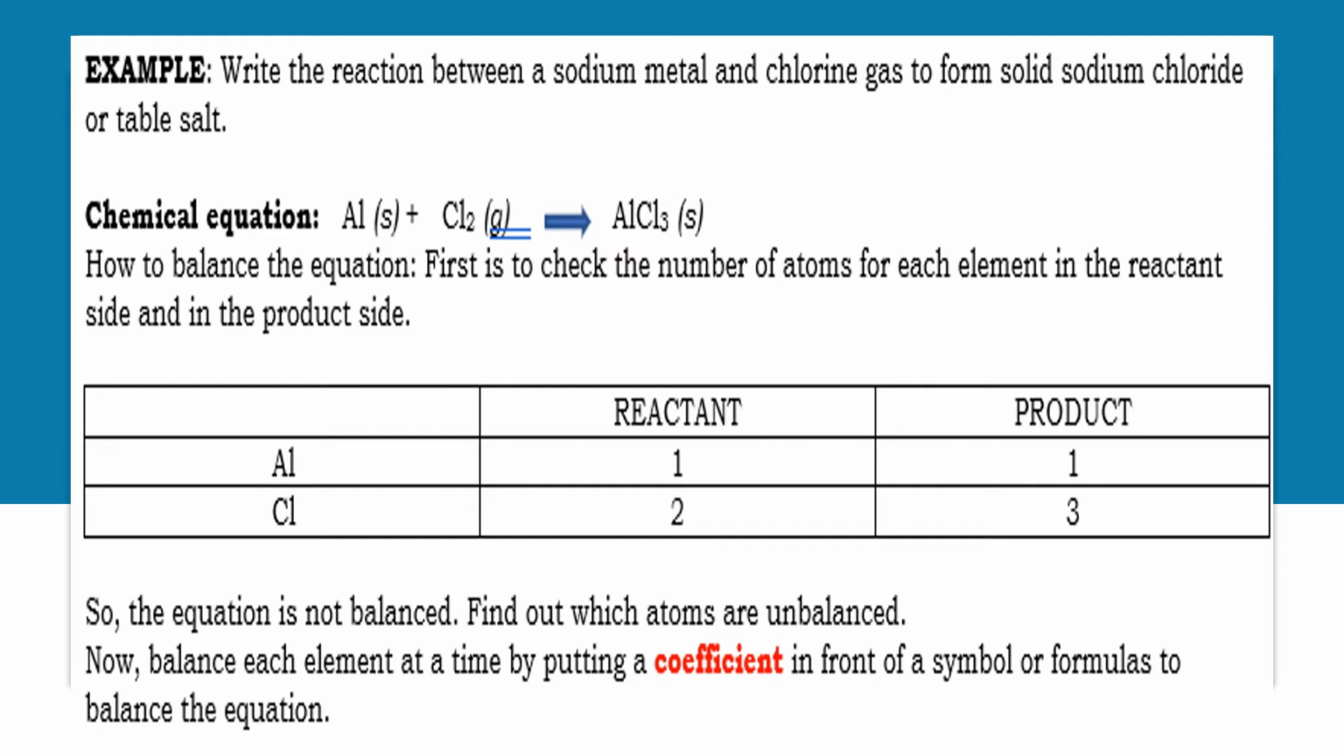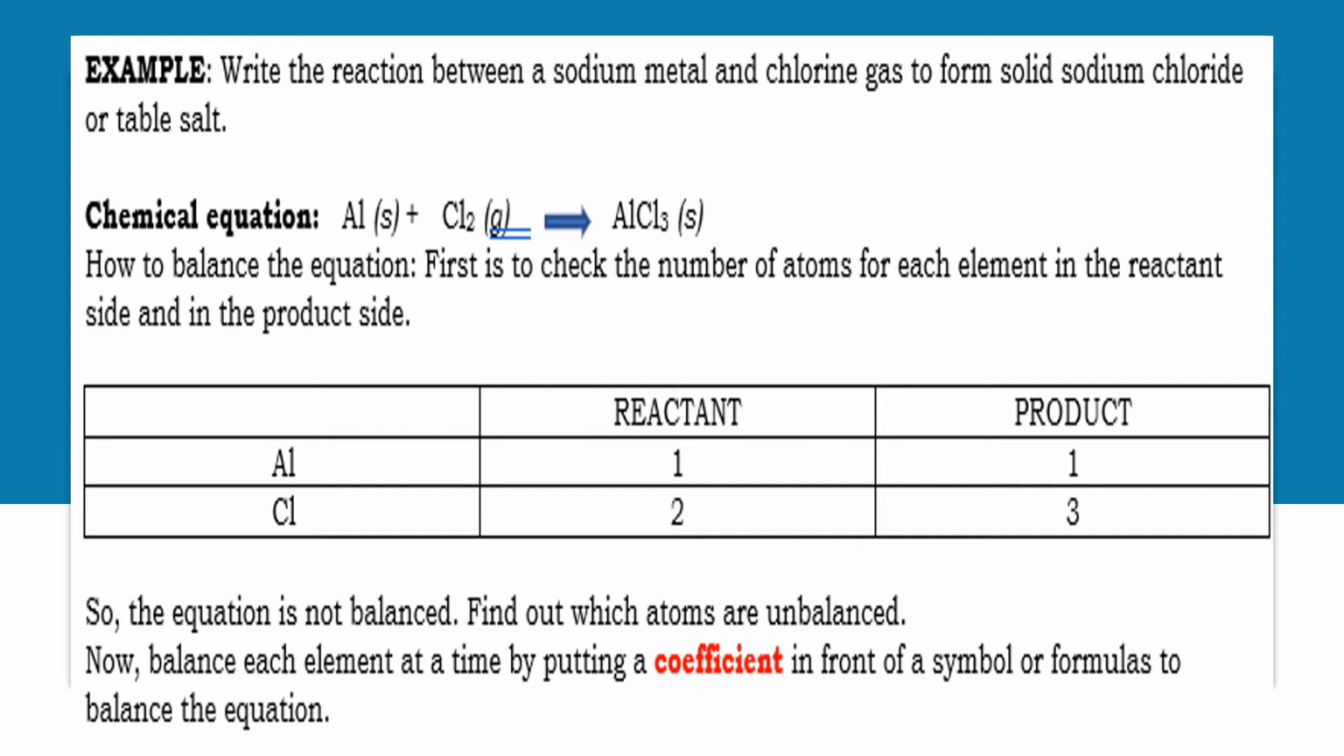AlCl3 or aluminum chloride. Now recall the crisscross method in writing the correct product formula. So you have Al plus Cl2 will produce AlCl3. When you combine Al and Cl using the crisscross method, you come up with the formula AlCl3. Now, to balance the equation, first check the number of atoms for each element in the reactant side and in the product side.